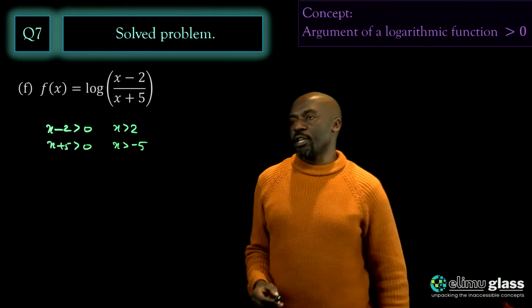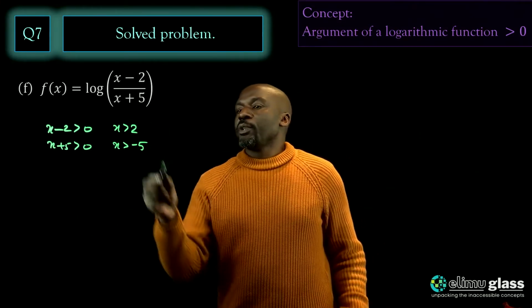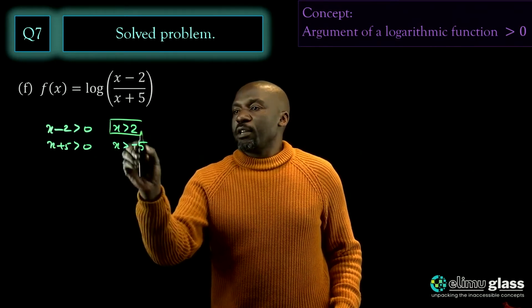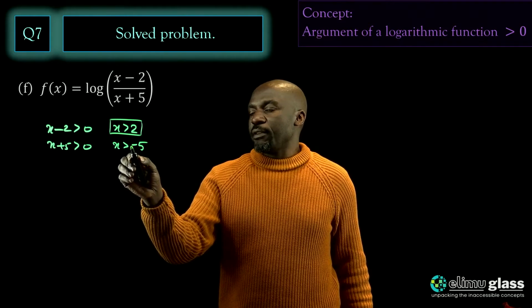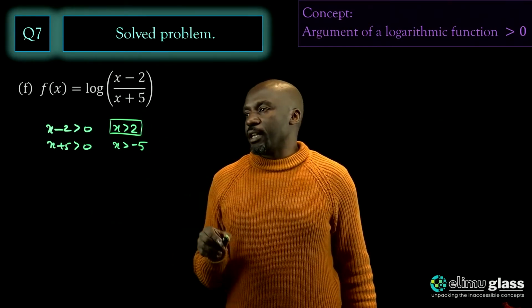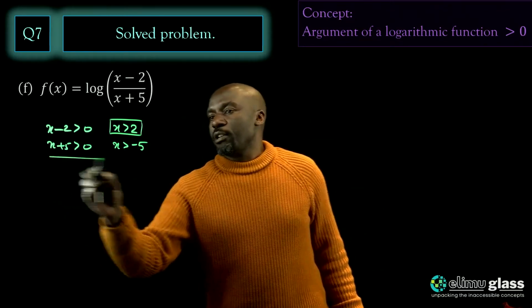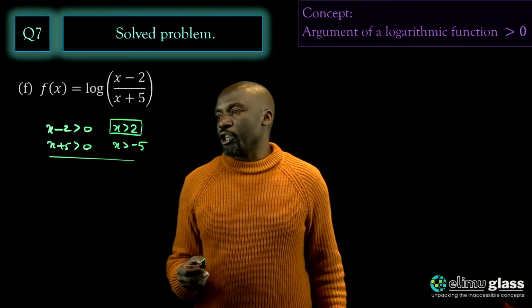So which one represents both here? Greater than negative 5 and greater than 2, this will represent both. A number that is greater than 2 is also greater than negative 5. But a number that is greater than negative 5 is not necessarily greater than 2. Okay? So for the positive case, where both numbers are positive, we will pick x is greater than 2.